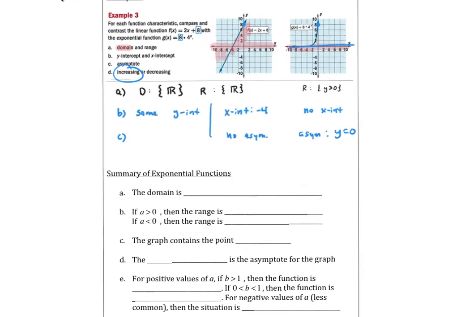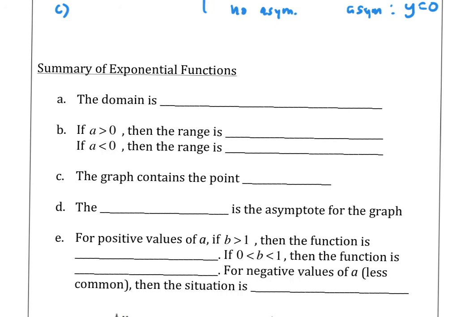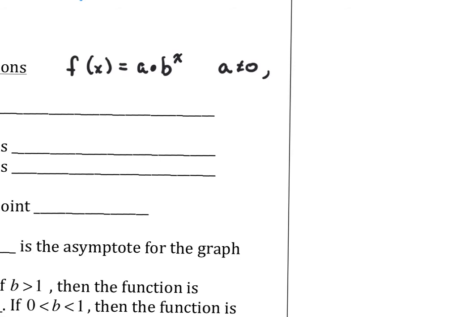So let's summarize and bring things together about our friend exponential functions. Now let's clarify what we mean: f of x is equal to a times b to the x power. The domain of all of these, no matter what happens with a and b, is going to be all real numbers. And you have to have some restrictions: a is not 0, and like we mentioned earlier, b has to be greater than 0.